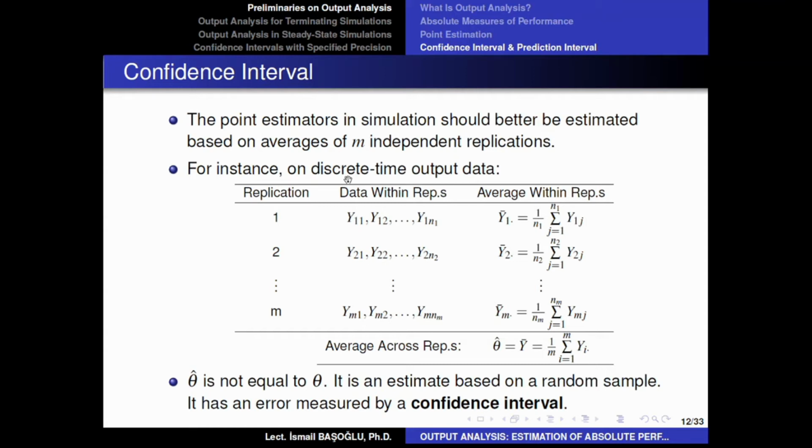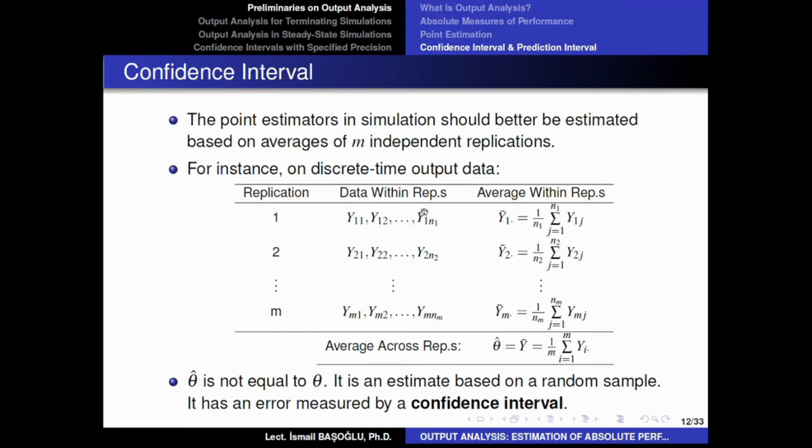Now, let's just say we have observed discrete time output data. Let's just say we are talking about the time spent in the system by each entity. So this is my first replication. Y11 means the system time of the first entity in my first replication. Y12 means the system time of my second entity in the first replication, so on and so forth. And Y1N1 is what? It is the system time of the entity number N1 in the first replication.